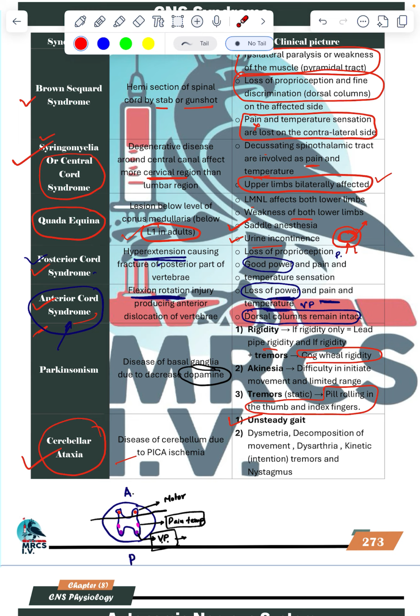Basically, the anterior muscles are supplied by the anterior cord, so pain, temperature, and power are preserved in posterior cord syndrome, with loss of proprioception. In anterior cord syndrome, power is lost, pain and temperature are also lost, and the dorsal columns are spared. Parkinsonism rigidity leads to lead-pipe rigidity or cogwheel rigidity, a disease of the basal ganglia due to decreased dopamine. Cerebellar ataxia: decomposition of movement, dysarthria, kinetic tremors, nystagmus. In Parkinsonism, pill rolling with thumb and index finger.